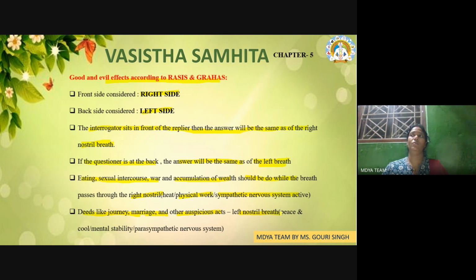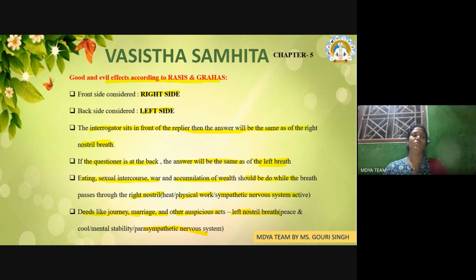Whenever you are worshipping any god or doing any rituals, you must ensure that your left nostril is active. Then it will be beneficial for you, because when your left nostril is active, you become peaceful, calm and cool-minded. Whatever you do, you will be cool-minded and it will work very smoothly, and at that time your parasympathetic nervous system is activated and your mental stability is there.